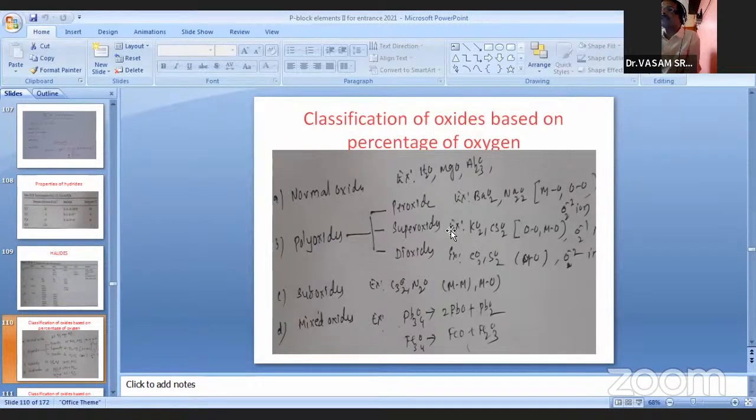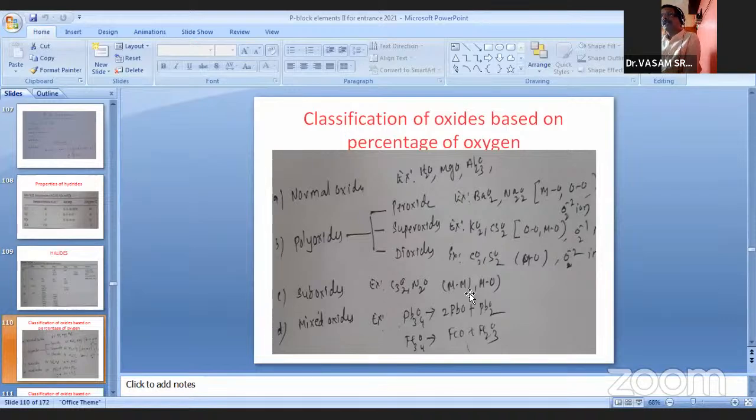You come to superoxides. Example, potassium superoxide and cesium superoxide, like this. The superoxides contain 2 types of bonds, like peroxides. One is M-O bond and second one is O-O bond.